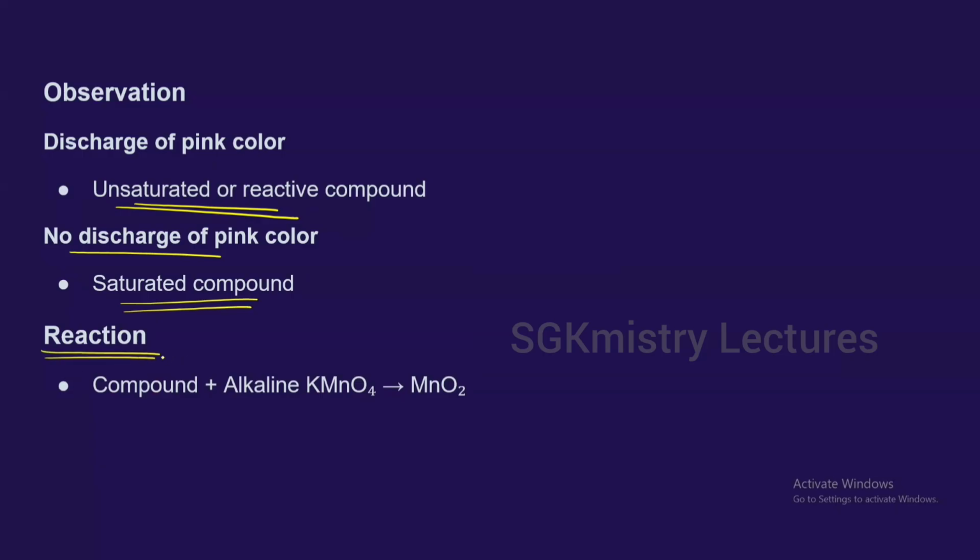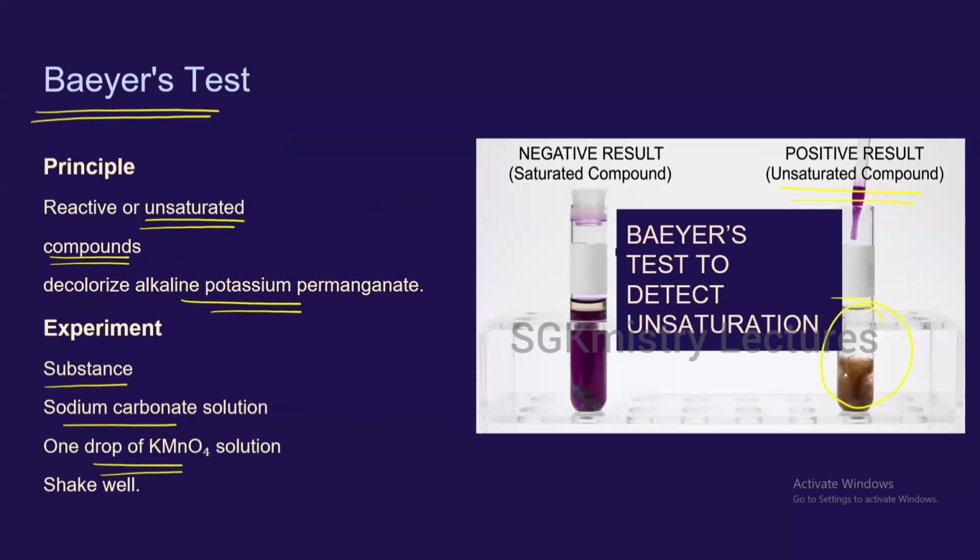So this is the reaction that takes place when you add alkaline KMnO4 to the given organic sample. The compound reacts with alkaline KMnO4. In the presence of this oxidizing agent, the compound is converted into the oxidized product. Along with that, MnO2 is produced, which is brown in color. Because of that, in this picture, you can see brown coloration because of the formation of MnO2. Here, the positive test is that the pink color has to be discharged. Only then we say that Bayer's test is positive.